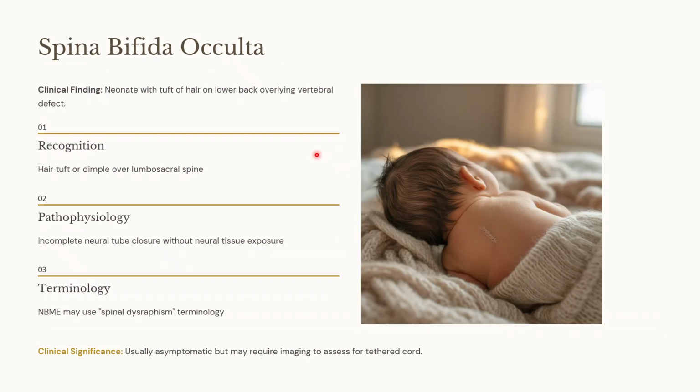Here I want to tell you about spina bifida occulta. Spina bifida occulta is a neonate with a tuft of hair on the lower back overlying the vertebral defect. There is a hair tuft or a dimple over the lumbosacral spine. Incomplete neural tube closure without the neural tube exposure. Spinal dysraphism can also be used as a term to indicate spina bifida.